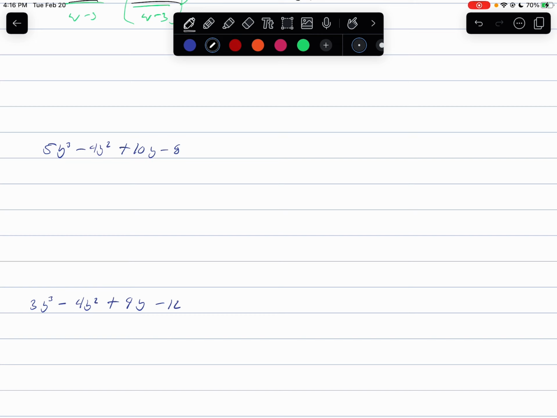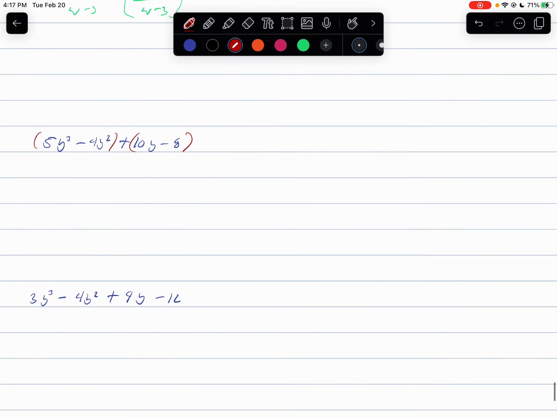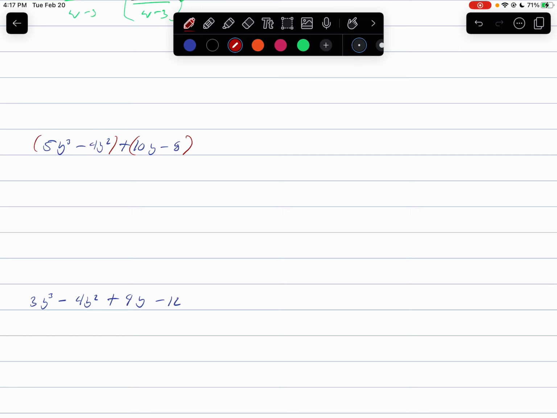Now let's take a look at this one. Here we have 5y to the third minus 4y squared plus 10y minus 8. We're going to attempt to solve this problem by grouping. If you ever see something like this and you're told to factor it, this is probably the first thing you should look at doing, to see if you're able to factor it by grouping. To do this, let's start by putting parentheses around these first two terms, and then parentheses around these two terms. We can think of this as adding two separate expressions together.